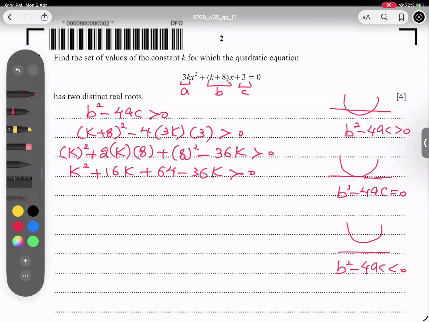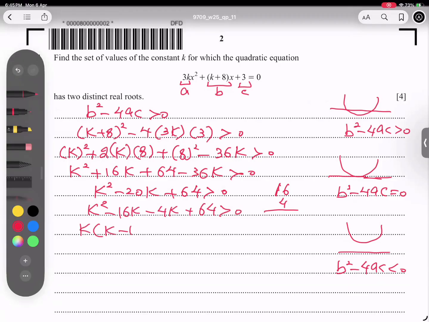Okay, reorder. Negative 36 and 16 will give us negative 20k and plus 64. And what is our criteria? 64. So 16 4 times, 16 4 times, and if we add them, you get the same. So k squared, negative 16k and negative 4k. Now k common from here, I got k minus 16, negative 4 common, and k minus 16.